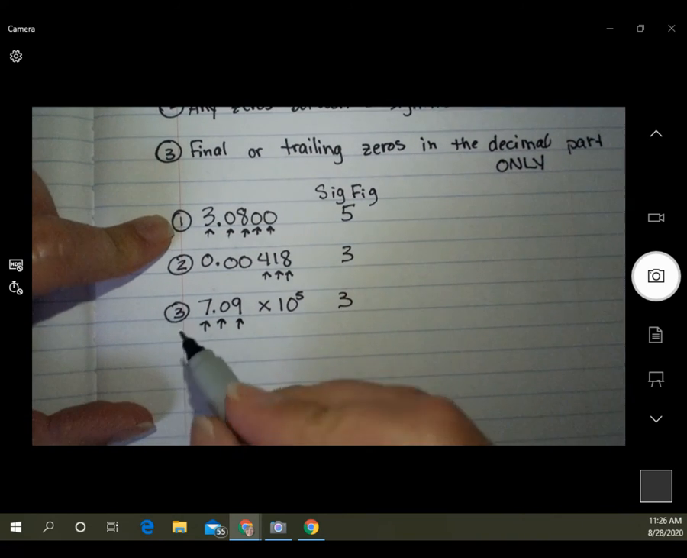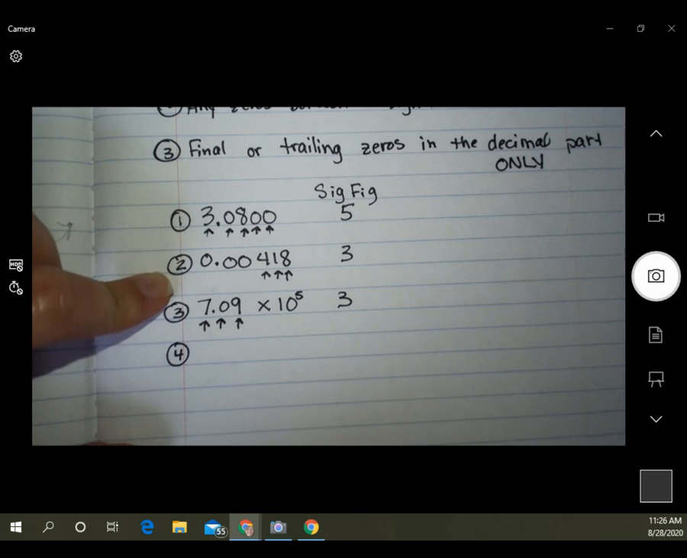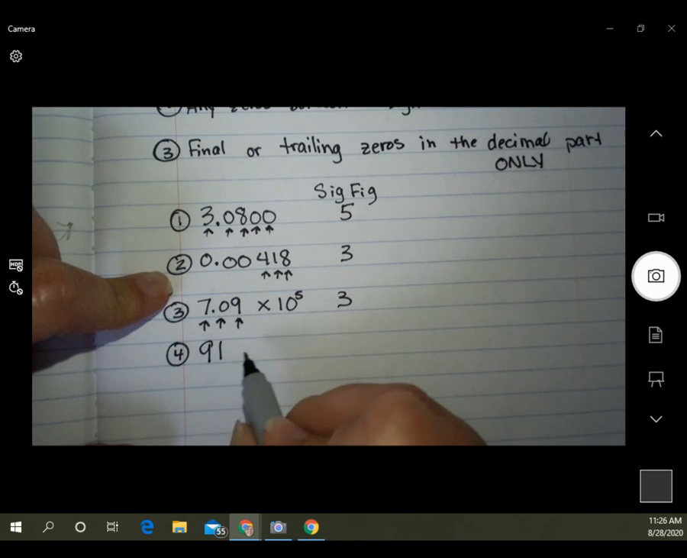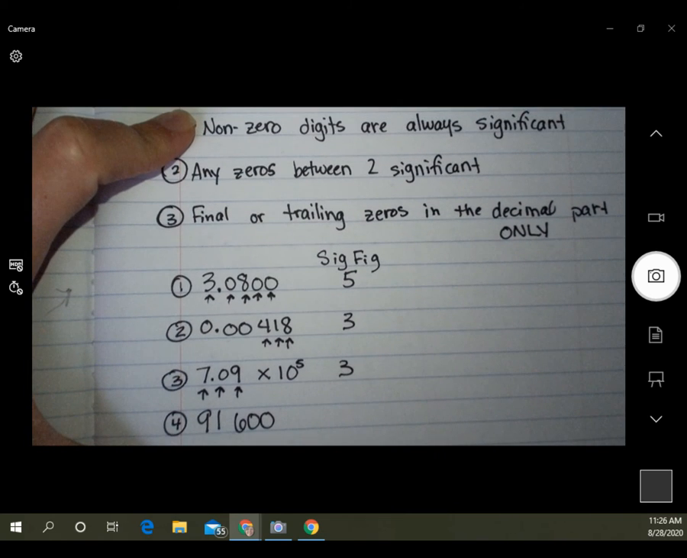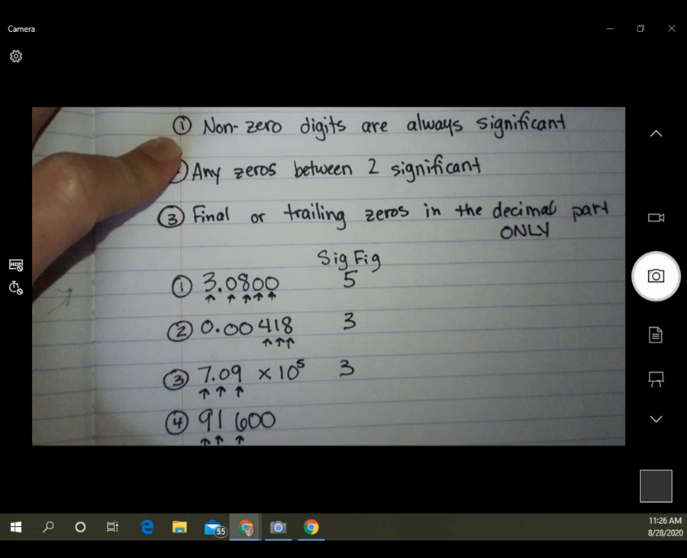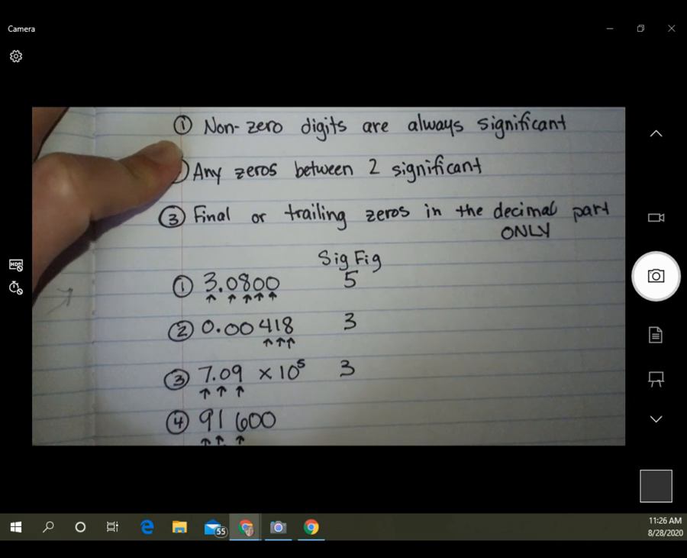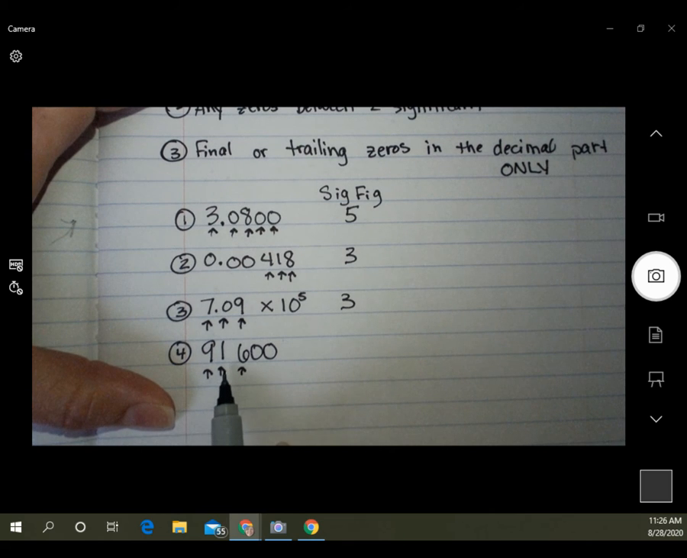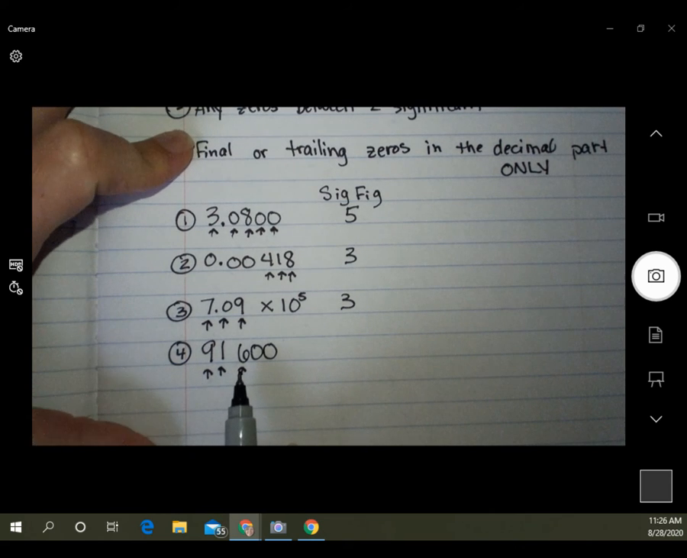All right, let's do a couple more just so we can have some good practice. Number 4, here's one, 91,600. All right, so we always go back to our rules. Non-zero digits are always significant. So the 9, the 1, the 6. Any zeros between? Well, there's nothing between my significant digits here. And then it says final or trailing zeros in the decimal part only. Well, we have a final 0, but it is not in the decimal part. There's no decimal in this number that we have. So those 2 zeros are not significant. So once again, we have 3 significant digits there.